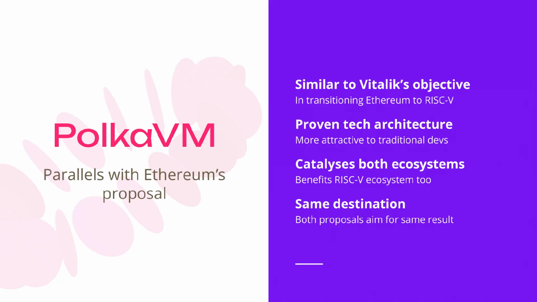Here's where things get interesting. Ethereum's proposed transition to RISC-V creates a fascinating parallel with Polkadot's ongoing PolkaVM development. Both ecosystems are essentially trying to set their course towards the same architectural destination, just via different paths. Polkadot's transition from WebAssembly to RISC-V through PolkaVM will potentially turn Polkadot into an early mover in the RISC-V blockchain space. However, if and when Ethereum successfully implements RISC-V, it could fundamentally reshape the competitive landscape.